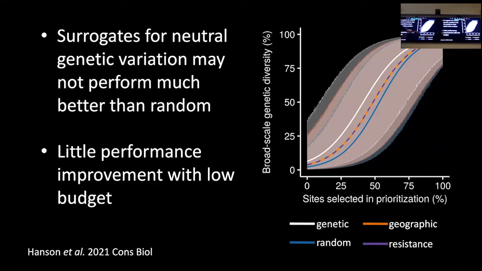The blue line is if we're really dumb. And we can see that the orange line is smack bang in the middle. It's not really doing as well as we might hope. If this were a really effective surrogate, we'd hope that the orange and the blue lines would be really close to the white line, but that's not the case.